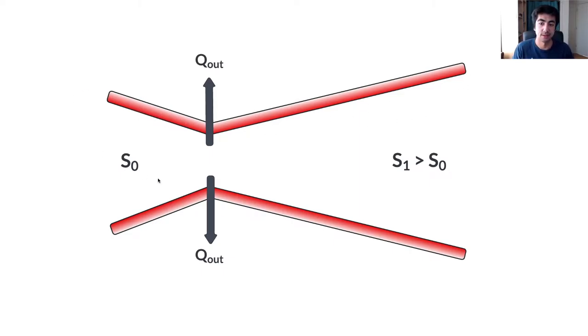So the second way we're losing useful energy is through friction, right? As the gases move out of the chamber, there's a little bit of friction at the boundary between the gas and the wall of the nozzle that causes a loss of useful energy.